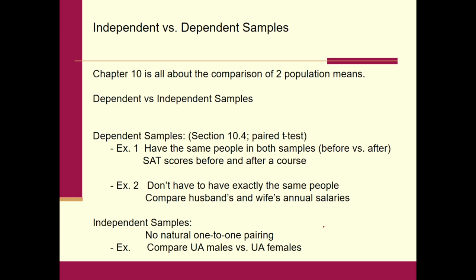Dependent samples will be in section 10.4, and what we're going to call that is a paired t-test. This test has a lot of different names, and we'll just call it the paired t-test. You can see why, because you have this natural pairing going on. Independent samples is actually section 10.2, and that's what we're going to start with first in the actual analysis, and that's what we call a two-sample t-test.